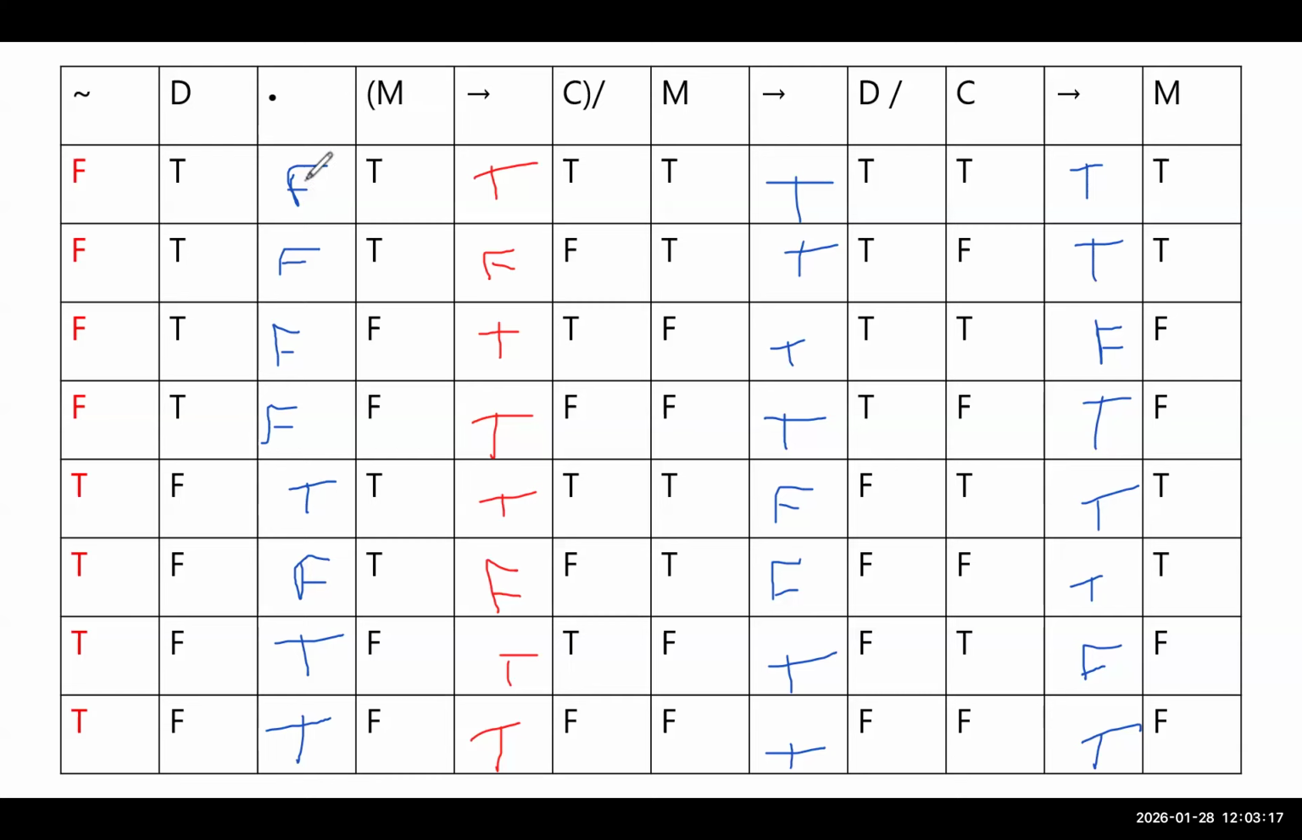So on lines 1 through 4, the first sentence is false, so they can't be consistent on those lines. Line 5, we got true, false, true, so not consistent. Line 6, we've got false, false, true, so not consistent. Line 7, we got true, true, false, so not consistent. But on line 8, we have true, true, and true.